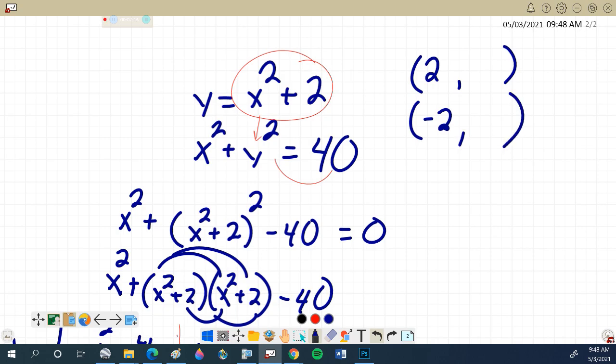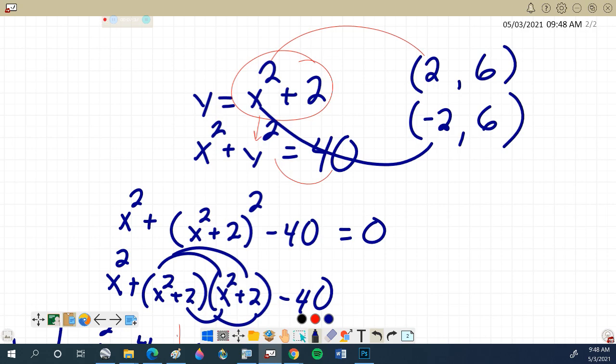Now I just need to plug those numbers in to figure out the y values. So I stick 2 in there, and I get 4 plus 2 is 6. And I stick negative 2 in there, and I also get 6. So one intersection is 2, 6, and the other intersection is negative 2, 6.